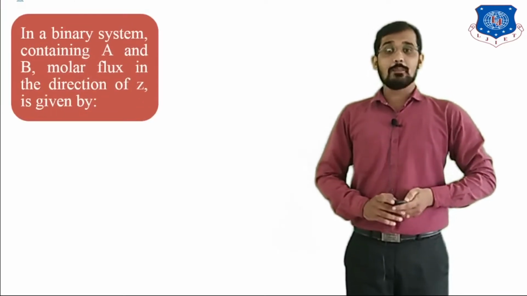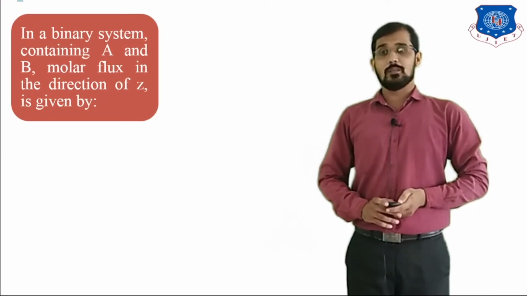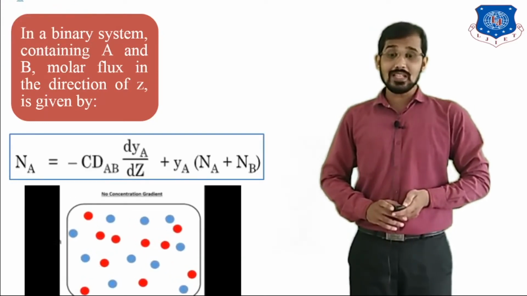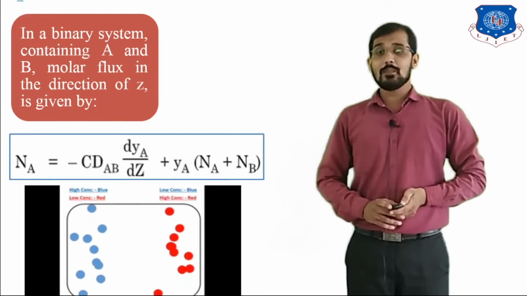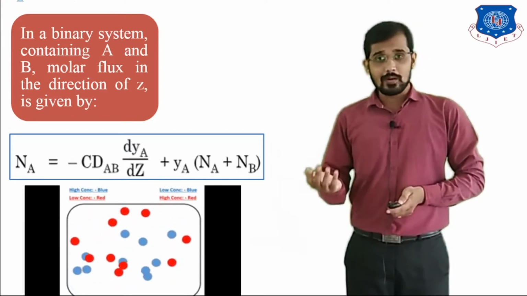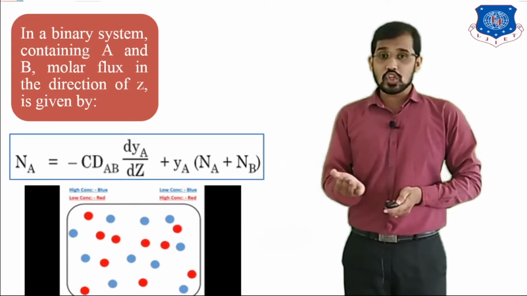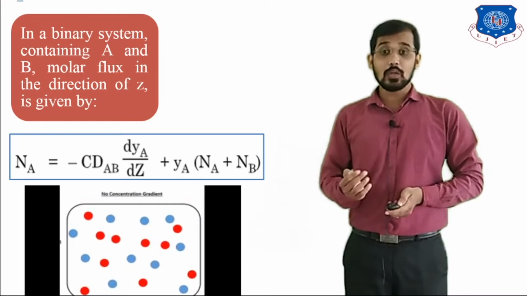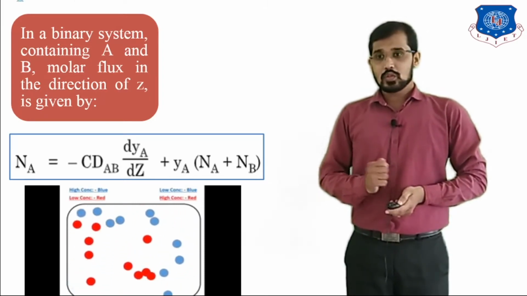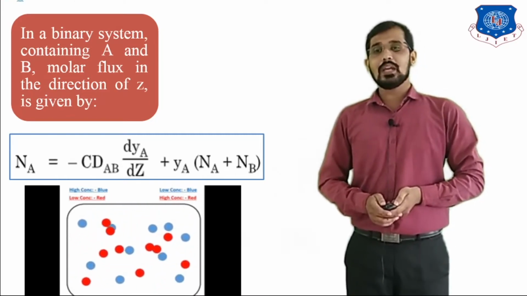So we will consider here a binary mixture. Binary mixture means a two component mixture. So in a binary system containing A and B, the molar flux in the direction of Z, that is NA, is given by the J flux and N flux. I already discussed the two types of molar flux with you. N flux is with respect to position in space and J flux is with respect to velocity of the components. So we will use the one with position. So NA = -C D_AB dY_A/dZ + Y_A (NA + NB).